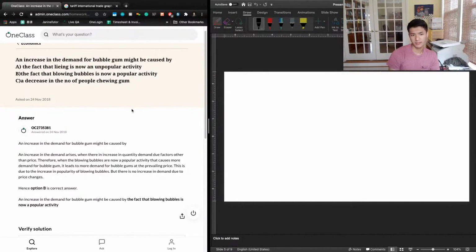An increase in the demand for bubblegum basically means there must be a positive influence on one of the determinants of demand. And so we know that one of the determinants of demand is consumer sentiments or consumer attitudes. And so if blowing bubbles is now a popular activity, then consumer sentiment or attitude towards bubblegum has increased, right? More people want to buy bubblegum because they want to be able to blow bubbles. And so that would be an explanation for why the demand for bubblegum might go up.